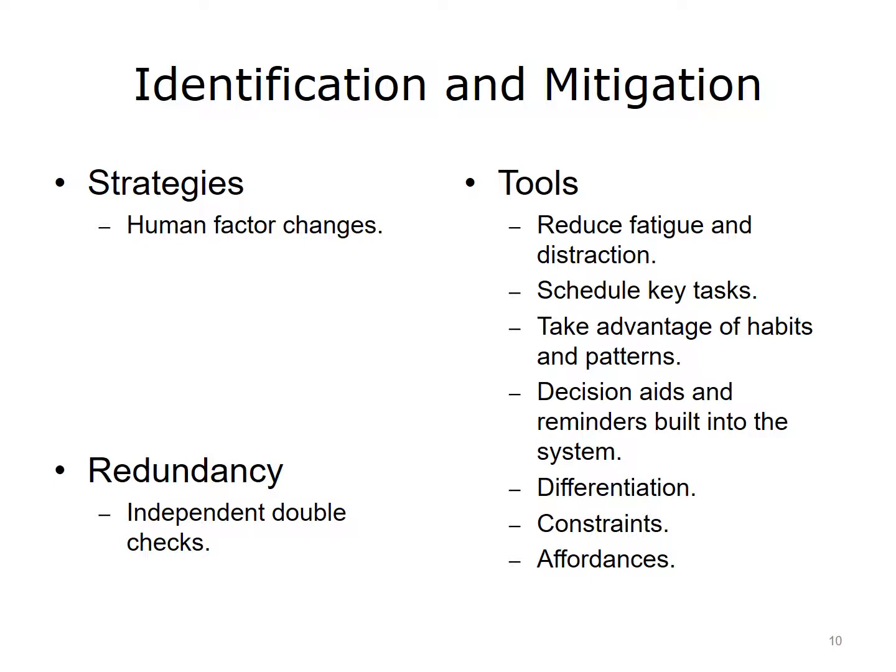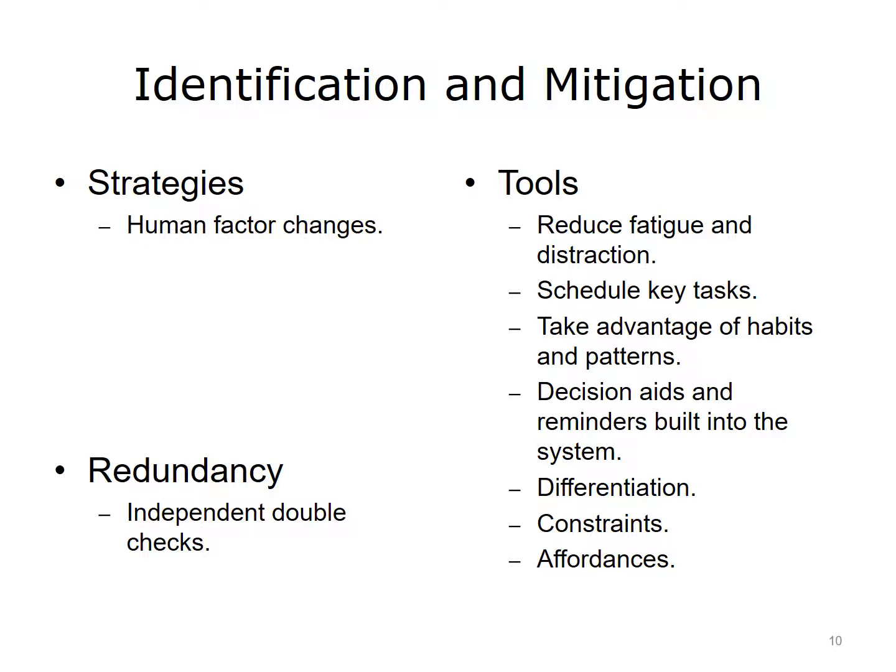The scheduling of key tasks is another tool to change the human factor. Meetings at the beginning of every shift or clinic day help plan for specific activities and increase reliability. Also consider taking advantage of habits and patterns. Decision aids and reminders built into the system are another tool to be used. Examples of very effective decision aids are standing orders. Differentiation of information, such as changing the color of overdue items to red, helps change human factors.